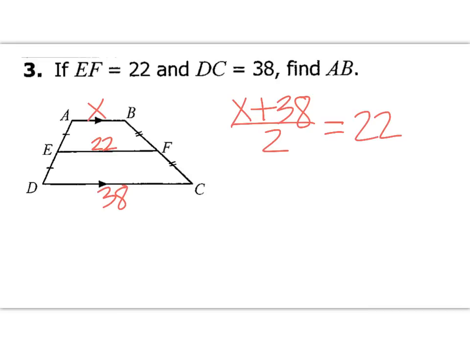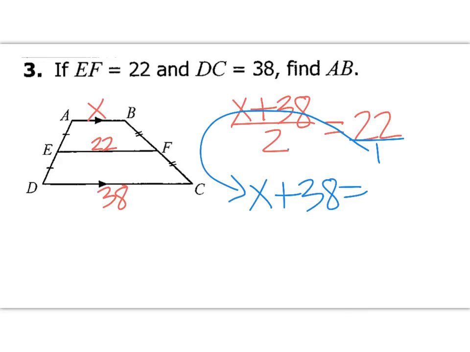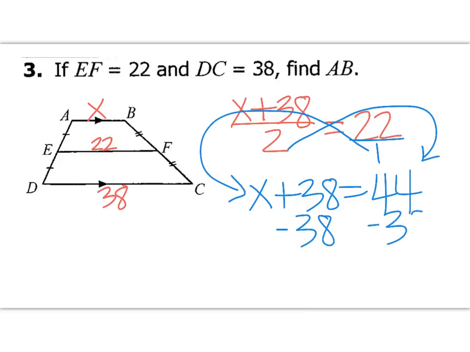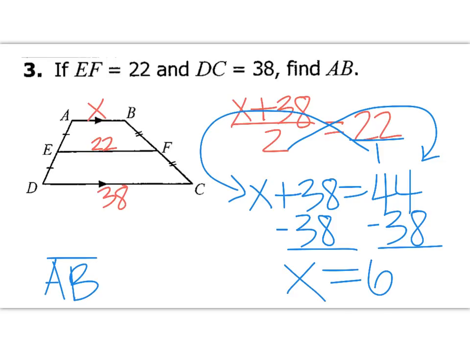So we can turn it into a proportion, so 22 over 1. Then we want to cross multiply. So 1 times X plus 38 gives us X plus 38. 2 times 22 gives us 44. Subtract 38 from both sides, and we get X equals 6. All right, so therefore we can say that AB equals 6, and we're done.